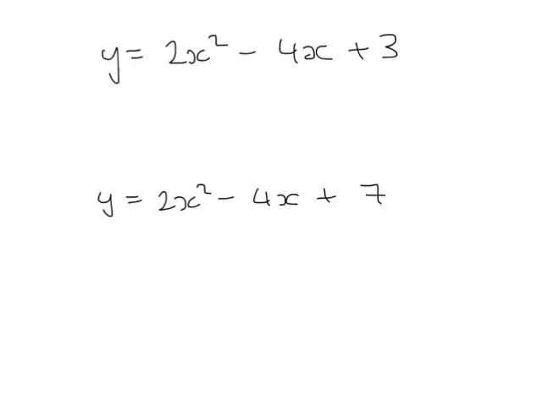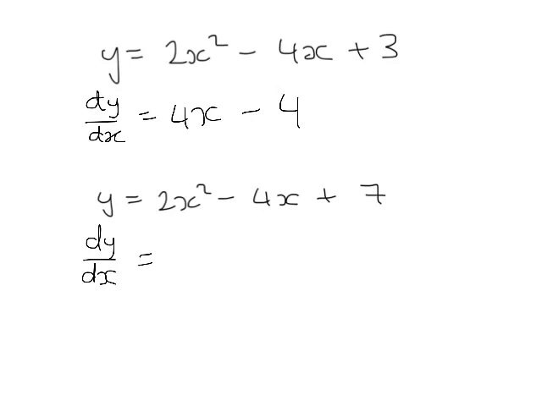Okay, so here we've got two functions of x, and if we differentiate them, we differentiate this first one, 2x squared becomes 4x to the power 1, and minus 4x becomes minus 4, and 3 becomes 0. If we differentiate the second one, 2x squared becomes 4x again, minus 4x becomes minus 4, and 7 becomes 0.